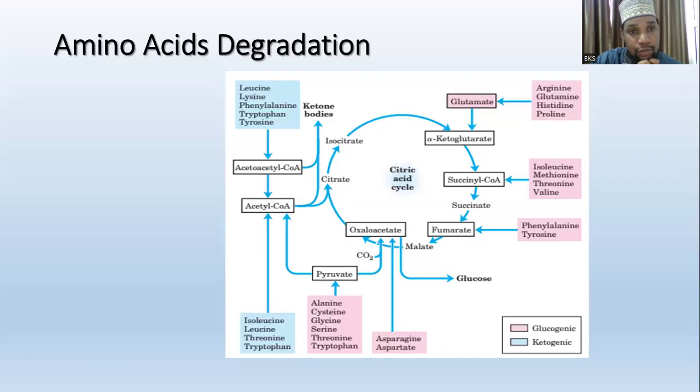And the last one, tryptophan, which I've already mentioned, also appears in the formation of acetyl-CoA, as well as in the formation of pyruvate, which we will discuss. So acetyl-CoA can be used for fatty acid synthesis. Or if the aim is to produce energy, it can go into the citric acid cycle to produce energy.